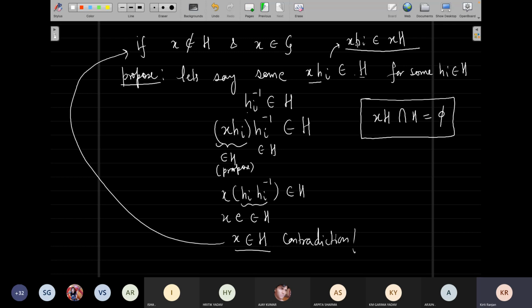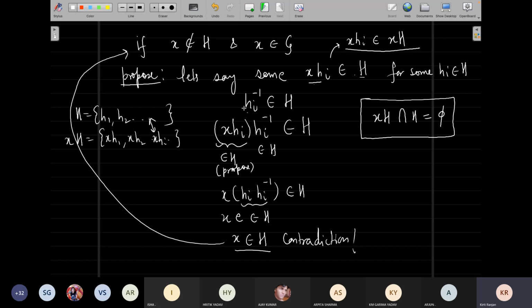This is the coset definition, right? When you have H, which is given as H1, H2, and so on and so forth, and if you create XH, then you have XH1, XH2, and so on. So you are saying, let's say there exists one element, X hi, which belongs to both. So this is how you are starting. If this belongs to both, then what happened?